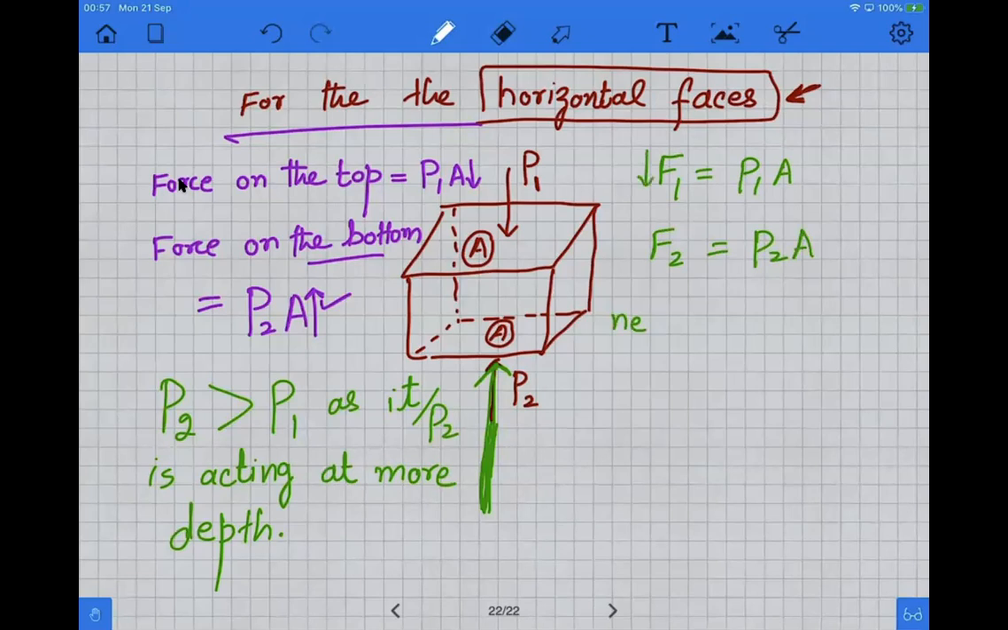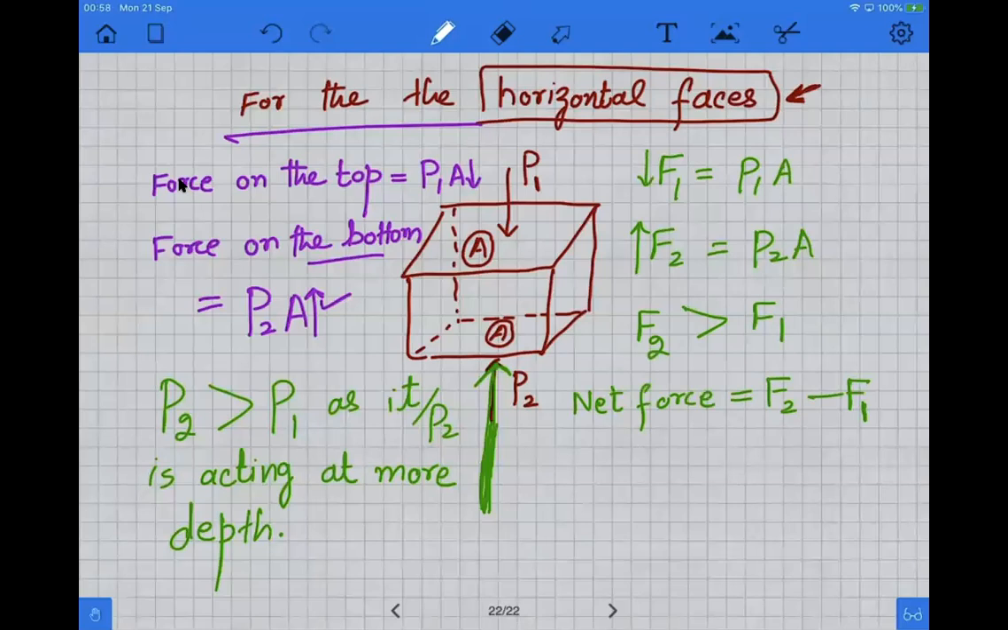and the net force, this force is downwards, this force F2 is upwards, and these two forces are not balanced because F2 is due to the pressure that is acting at the bottom face. So F2 is greater than F1, and the net force that you will get is F2 minus F1.